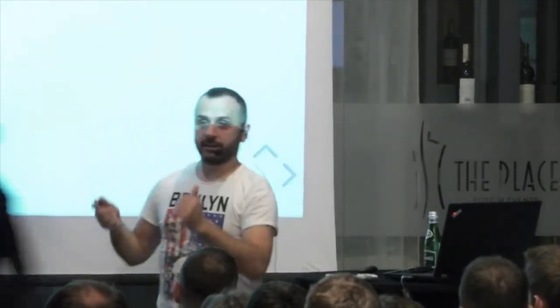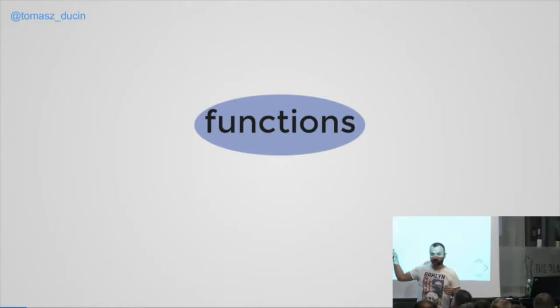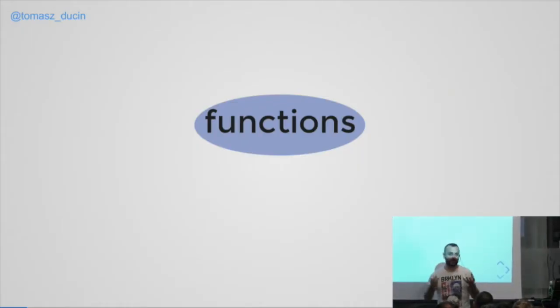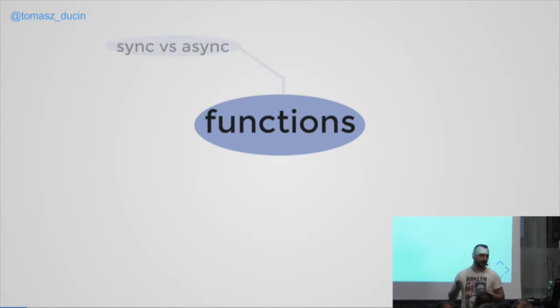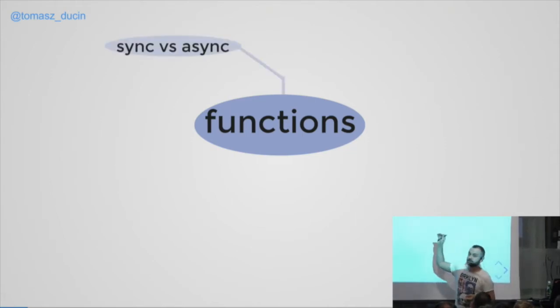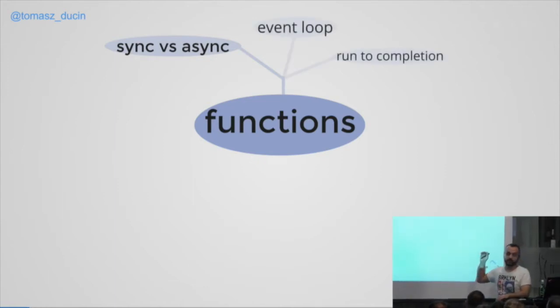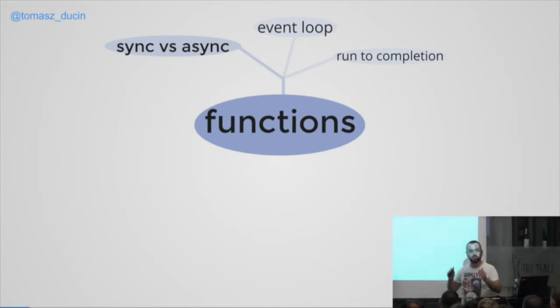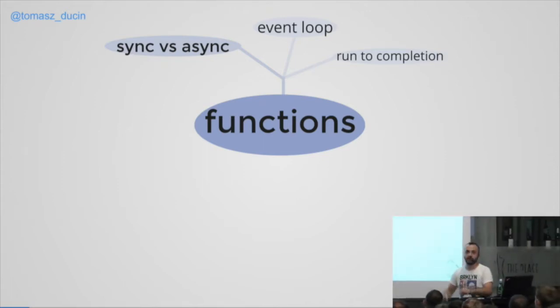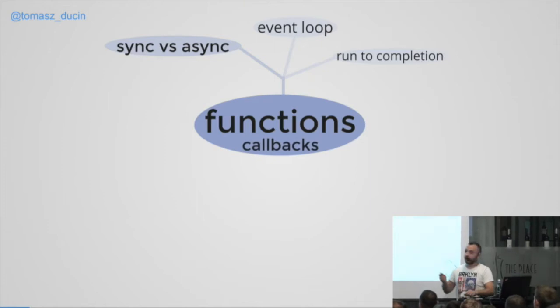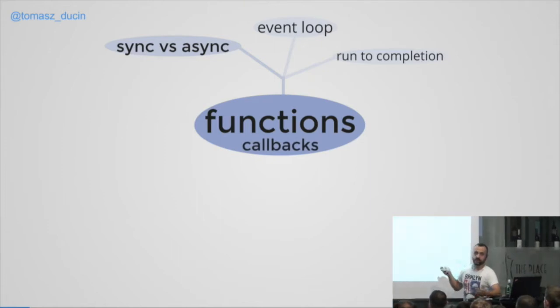So let's begin. What we're going to start with is basically functions in JavaScript, which is, I would say, the most fundamental part of the language. We'll talk about synchronous and asynchronous invocation. Then we'll discuss the event loop and run to completion. These are the most important mechanics of the low-level JavaScript execution model. The first approach we can use is basically callbacks, right? So timeout events, this kind of stuff.